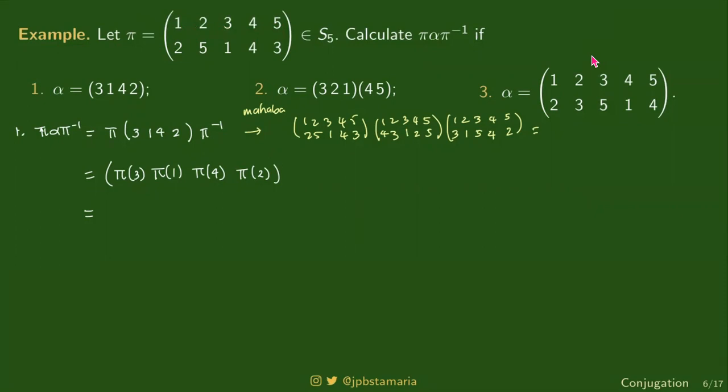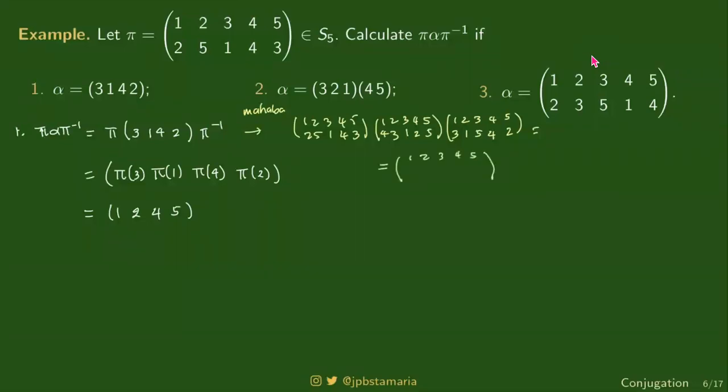Ano yung pi of 3? When you look at this, the pi of 3 is 1. Kaya lalagay mo nandito 1. Pi of 1 is 2, di ba? So 2. Pi of 4 is 4, and then pi of 2 is 5. So the cycle 3, 1, 4, 2 is conjugated to 1, 2, 4, 5 by the element pi. Pero kung gagawin mo yung long method, mag-multiply ka ng tatlong permutation pa, di ba?